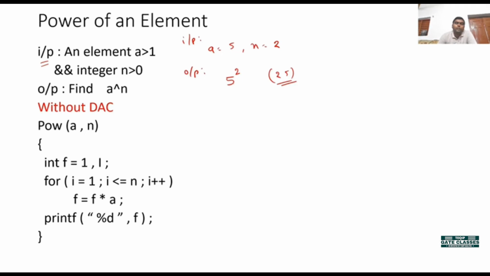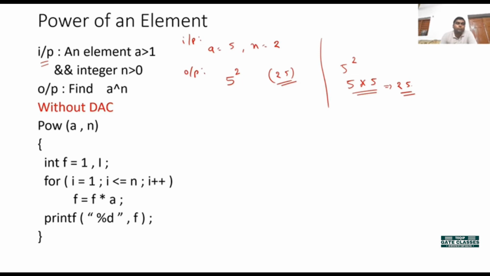So ultimately, power of an element is nothing but repetitive multiplication. Let us suppose if you want to calculate 5 raised to power 2, what we are doing is 5 multiplied by 5, so this will give me the required solution as 25. So repetitive multiplication. But now let us see how the algorithm designing approaches will differ in time complexity.